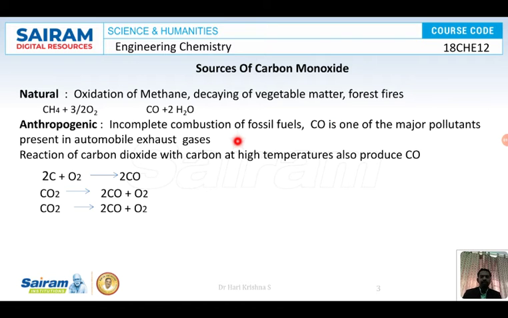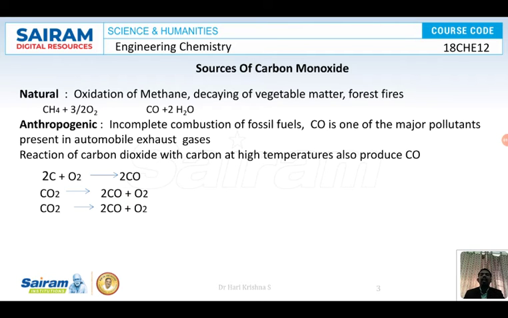Now the anthropogenic source. What is an anthropogenic source? By humans, right. The anthropogenic source is due to incomplete combustion of fossil fuels. Carbon monoxide is one of the major pollutants present in automobile exhaust gases. The reaction of carbon dioxide with carbon at high temperature also produces carbon monoxide. When carbon reacts with oxygen at higher temperature, it produces carbon monoxide, or carbon dioxide dissociates to give carbon monoxide and oxygen. These are the reactions, and these are the anthropogenic sources.